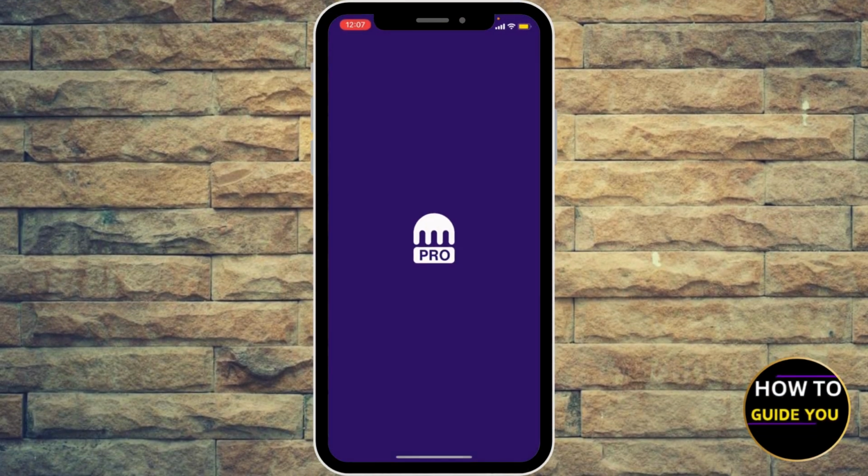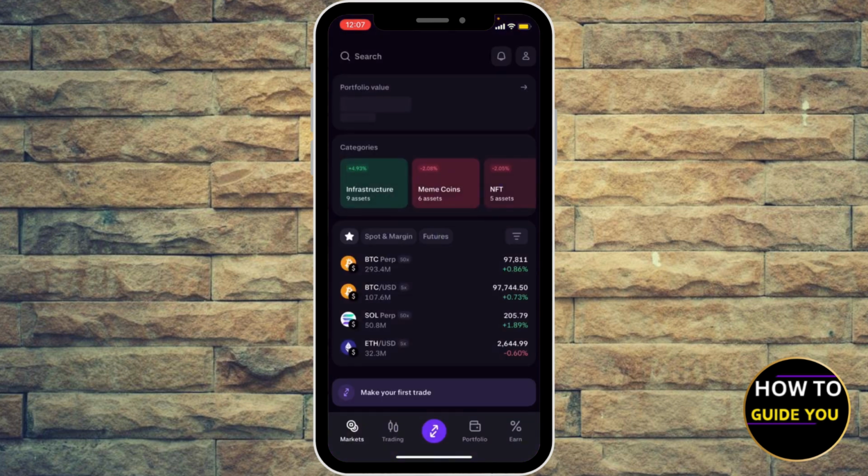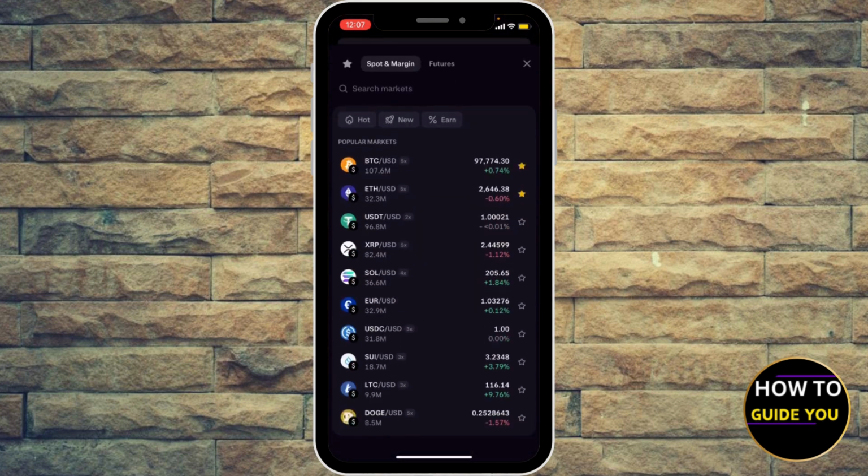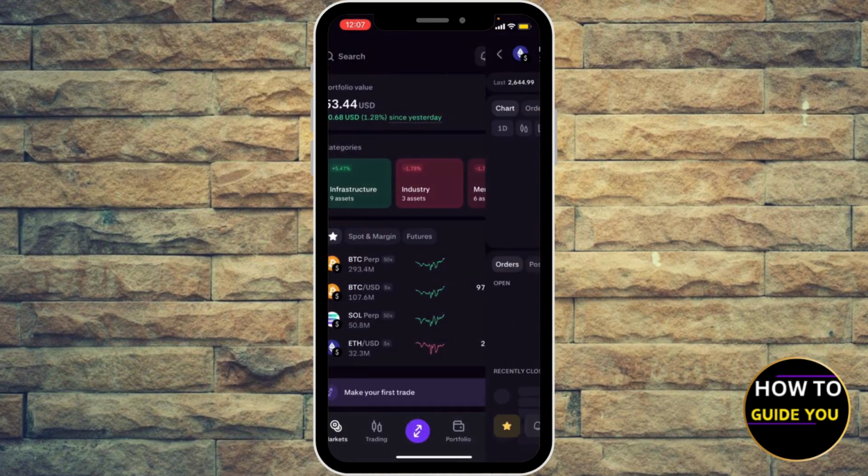So go ahead and open it up. Okay. And you're gonna verify via facial recognition. Okay. Next, you're gonna of course select the crypto. Let's say for example, I'm gonna select the ETH, right?